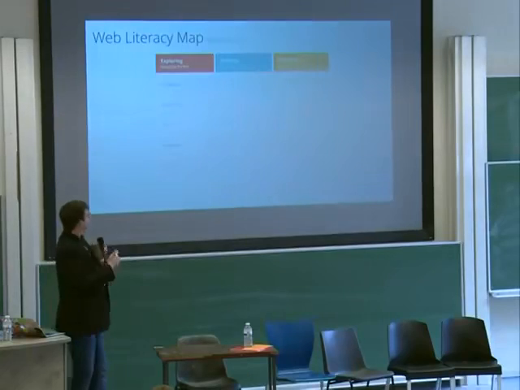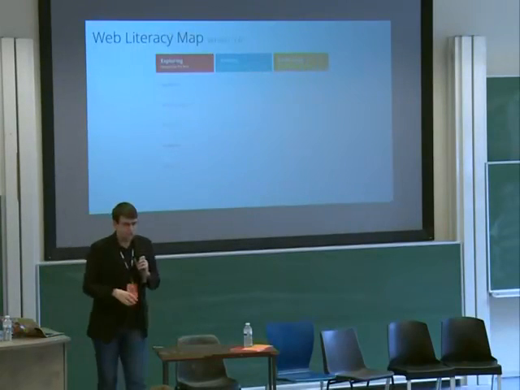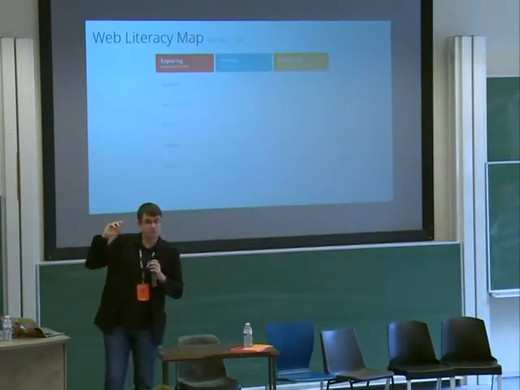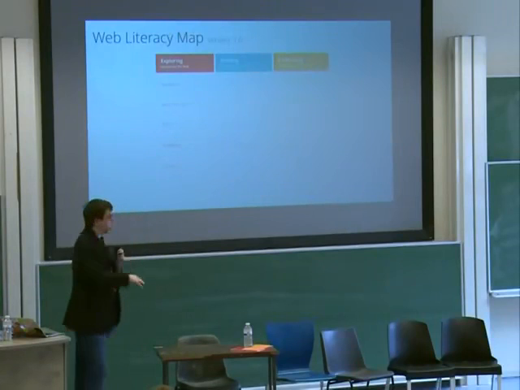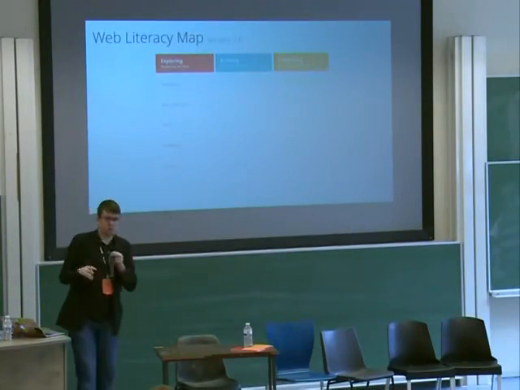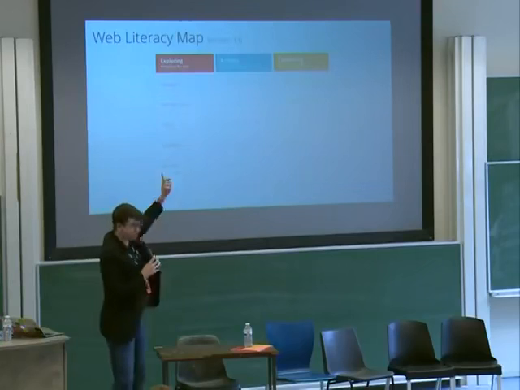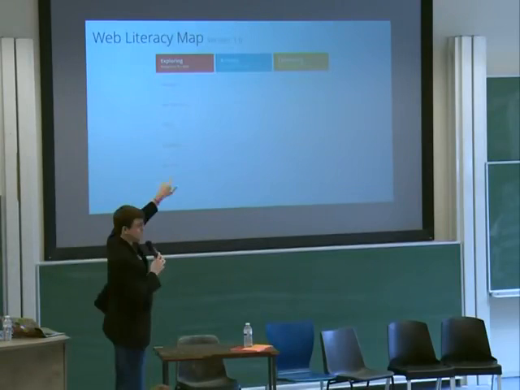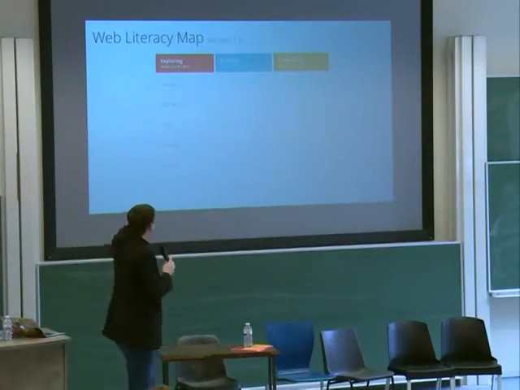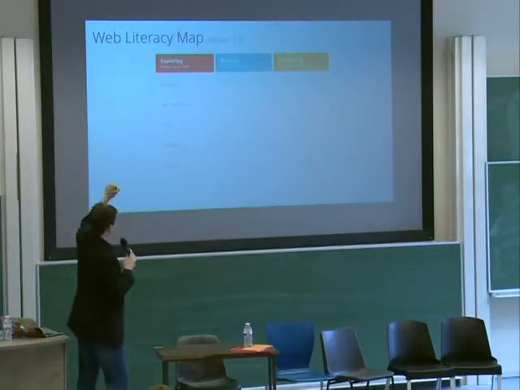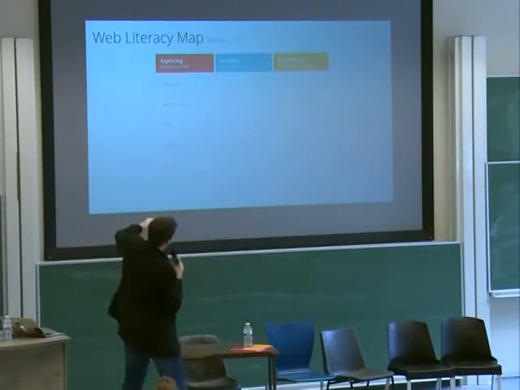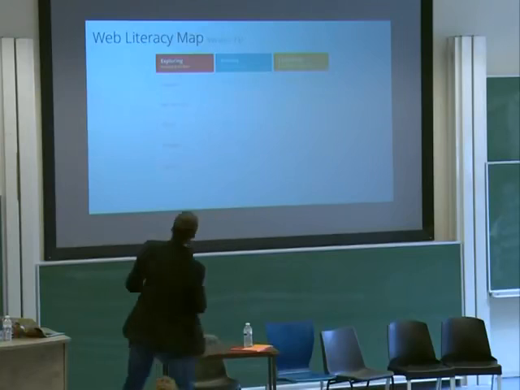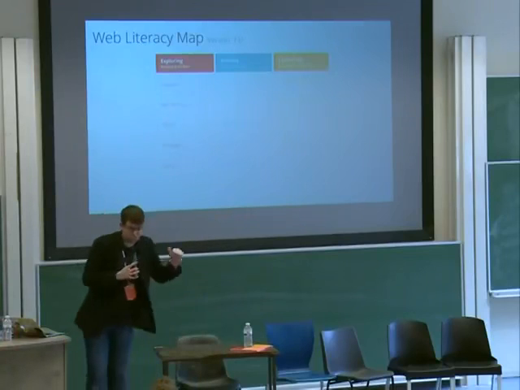So this is the web literacy map. I'm not going to go into detail. It was created by Mozilla to try and map out what you need to know to be web literate. You've got columns, which are strands, and they relate to three things: exploring, building, and connecting. And within those, you've got things like navigation, search, privacy. I don't know if you can see that on this screen. I can't. So go and look this up.